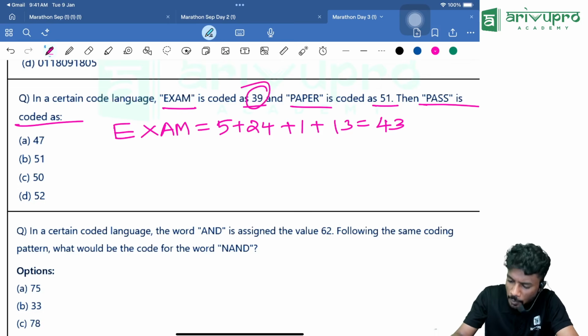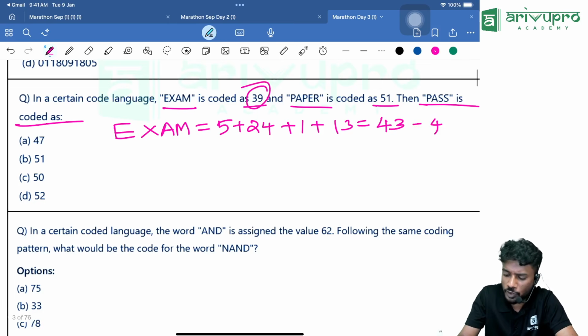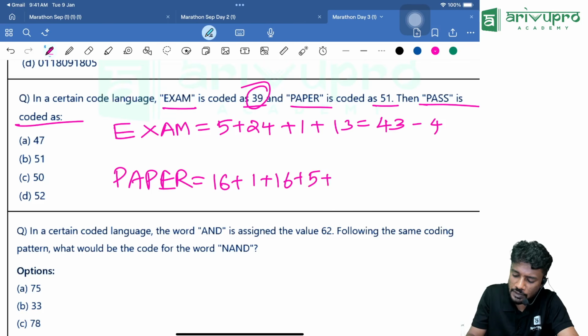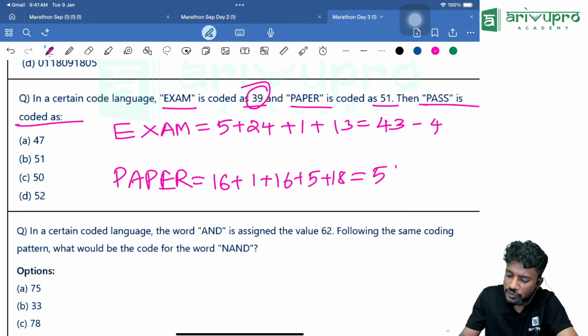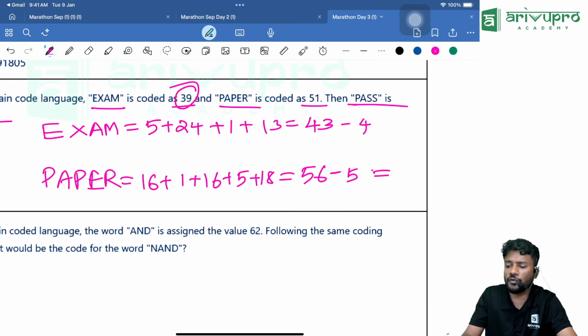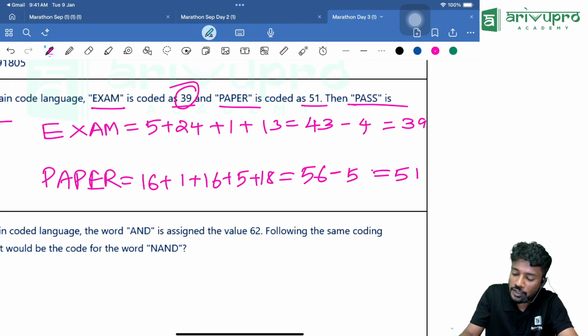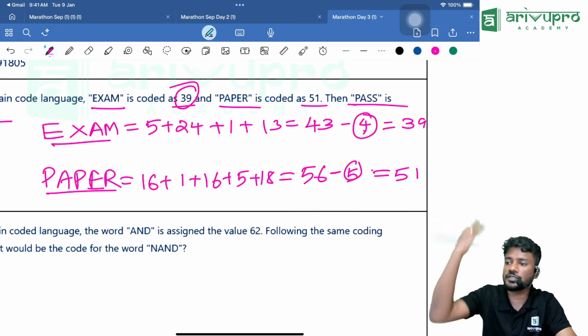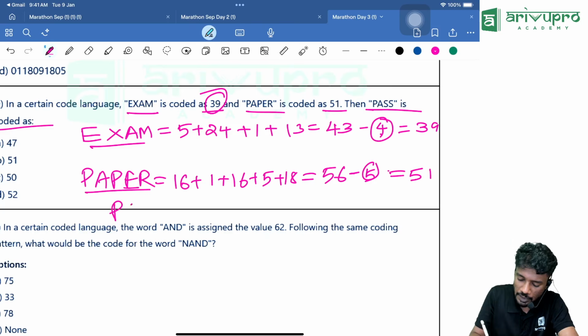Something is there. Some minus 4 is happening. That's why it is coded as 39. Then similarly, paper. P is 16. 16 plus 1 plus 16 plus 5 plus 18 is equal to 56. But it is coded as 51. So minus 5 is happening over here. Now what is this minus 4 and minus 5? That is the number of letters. We are reducing the number of letters. That means paper is having 5 letters, exam is having 4.